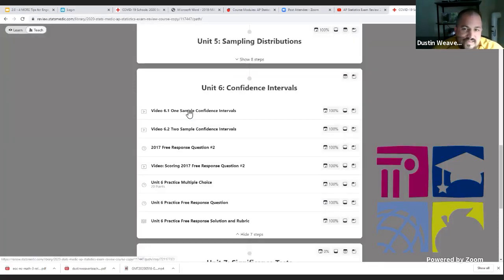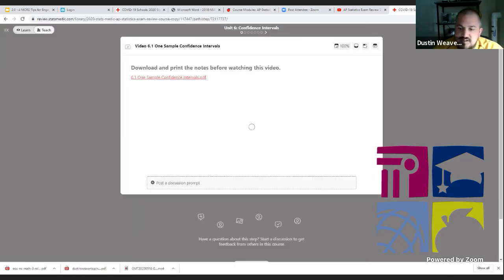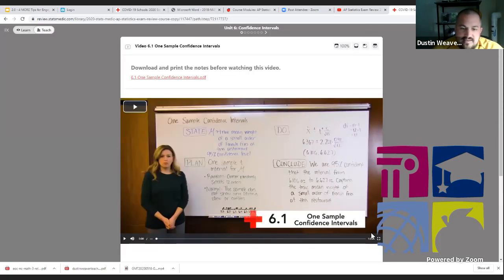Let's look at one sample confidence intervals. So we're going to do one sample confidence intervals today, two sample confidence intervals. We'll do the 2017 free response question number 2, and then we'll do the Unit 6 practice free response question. So that's our goal to get through today. All right, so one sample confidence intervals is our first video, and here we go.